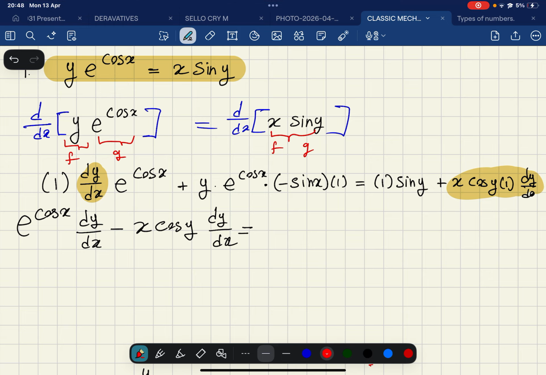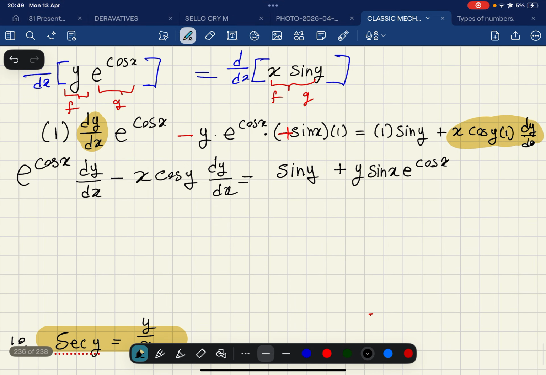So if we can check, this negative here will basically go here. Then here we have a positive. So which means that one is going on the right hand side, I will remain with what? With sine y. Instead of negative, it is going to be positive y sine x e to the what? E to the cos x. Then I remove the common factor of what? Of dy over dx. So I will remain with what? E to the cos of x minus x cos of y.